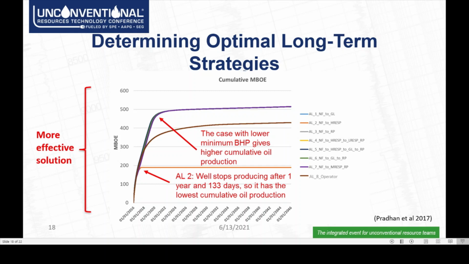To determine optimal long-term strategies, you want to choose the one with the lowest minimum flowing bottom hole pressure, which gives you the highest cumulative oil production. This is part of the workflow that we looked at. For areas that may not be good refrac candidates, you may want to try improving the artificial lift and lowering your minimum flowing bottom hole pressure, or reach your minimum flowing bottom hole pressure as soon as you can, to get your cumulative oil.